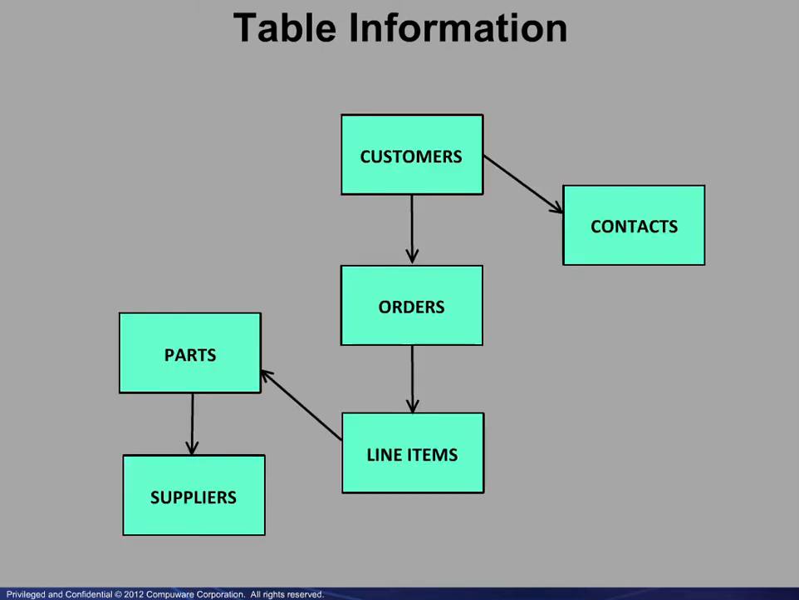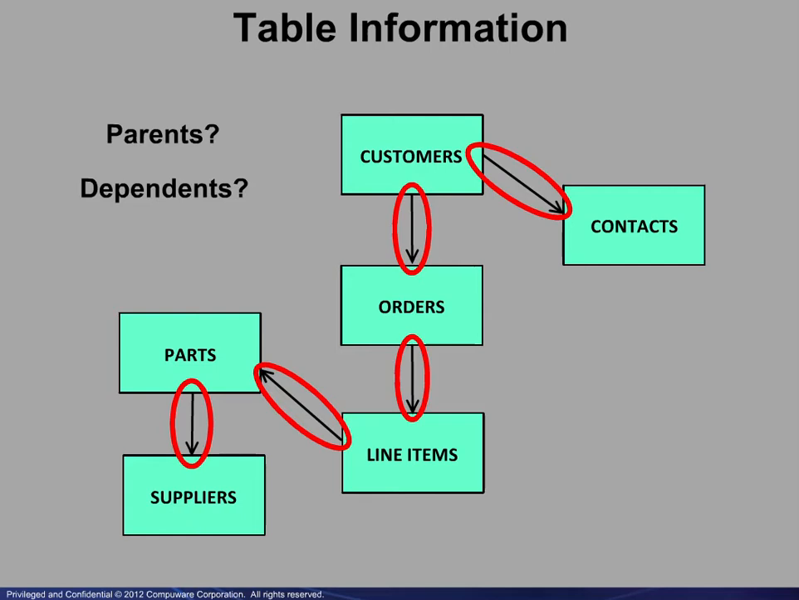Here is a typical diagram of the tables in a small order entry system. The relationships, that is, which tables are the parents and which tables are the dependents, are usually indicated by the connecting lines. The formal primary and foreign key definitions are found in the Db2 catalog. Let's have a closer look.